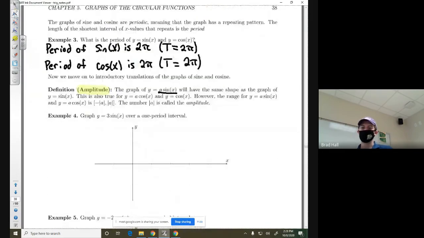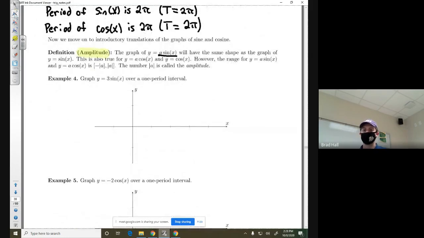So let's go down to example 4 here. We're going to be graphing y is equal to 3 sine of x over a 1 period interval. Now, a 1 period interval, we only request 1 period because 1 period gives us all the unique information. Once we have 1 period written down, then all the other information is going to be copies of that. So it wouldn't make any sense to continue in that regard. This is how your brains start to come into play now.